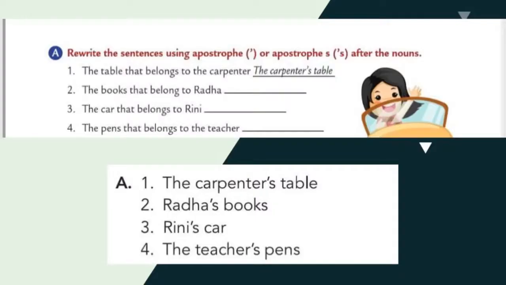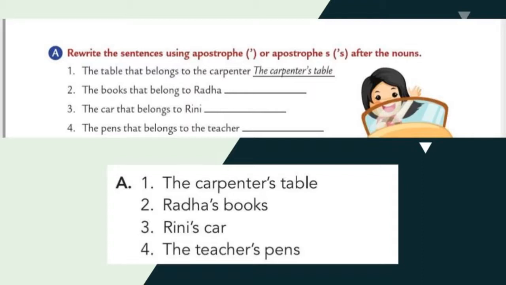Students, let's do the first exercise. That is, rewrite the sentences using apostrophe or apostrophe s after the nouns. The first one is the table that belongs to the carpenter. Okay, in this given sentence, two nouns are there. One is table and another one is carpenter. And one more thing they mentioned in this sentence, the table belongs to the carpenter. And already we said that for living beings, we have to use apostrophe or apostrophe s.